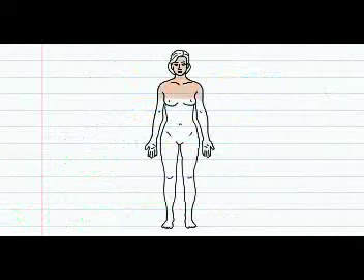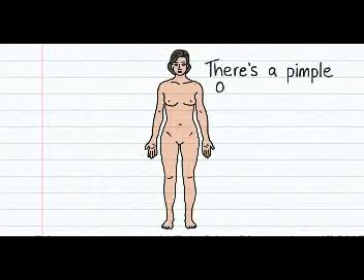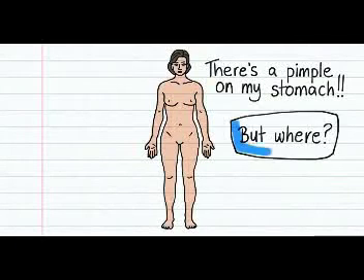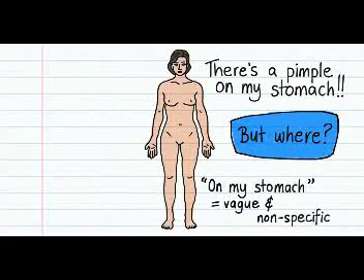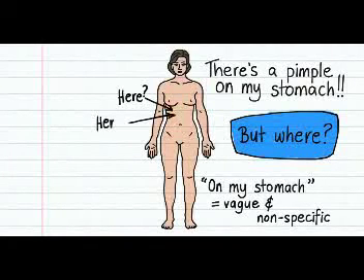Let's imagine the following scenario. Here is a female. She's upset, and it's not just because she's naked on YouTube. It's mostly because she's just discovered a rather large pimple on her stomach. But where exactly on her stomach is it? Statements like "there's something on my stomach" are so vague and non-specific that they don't really mean anything to an anatomist. Is the pimple here, or here, or here?